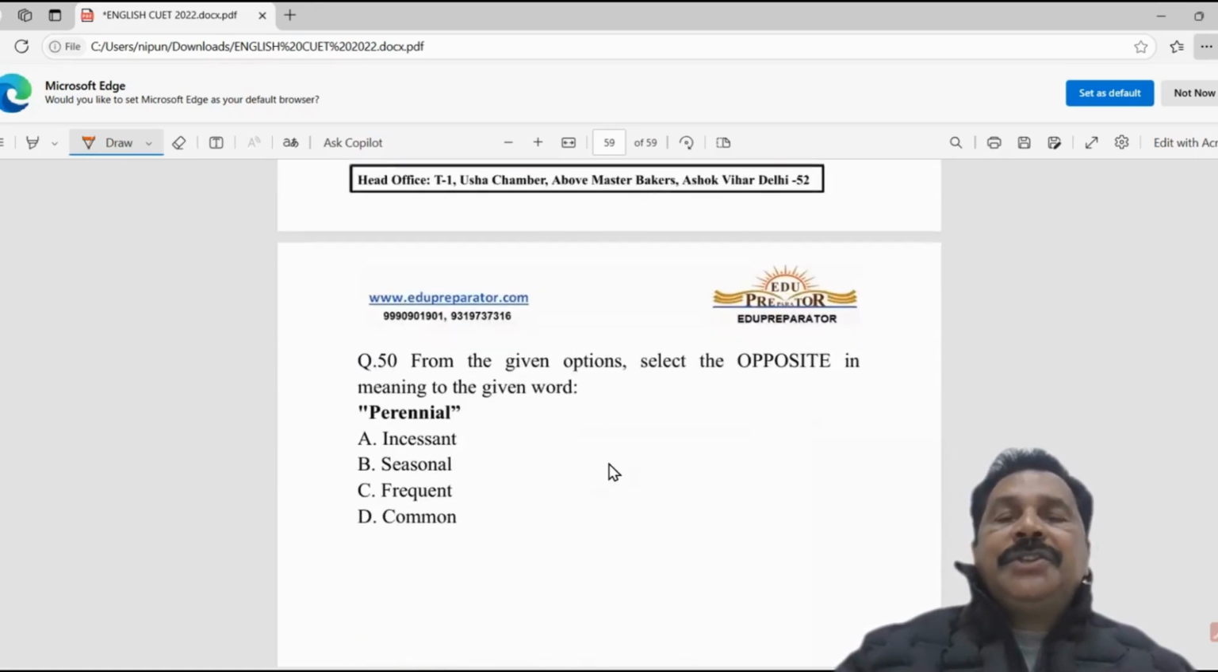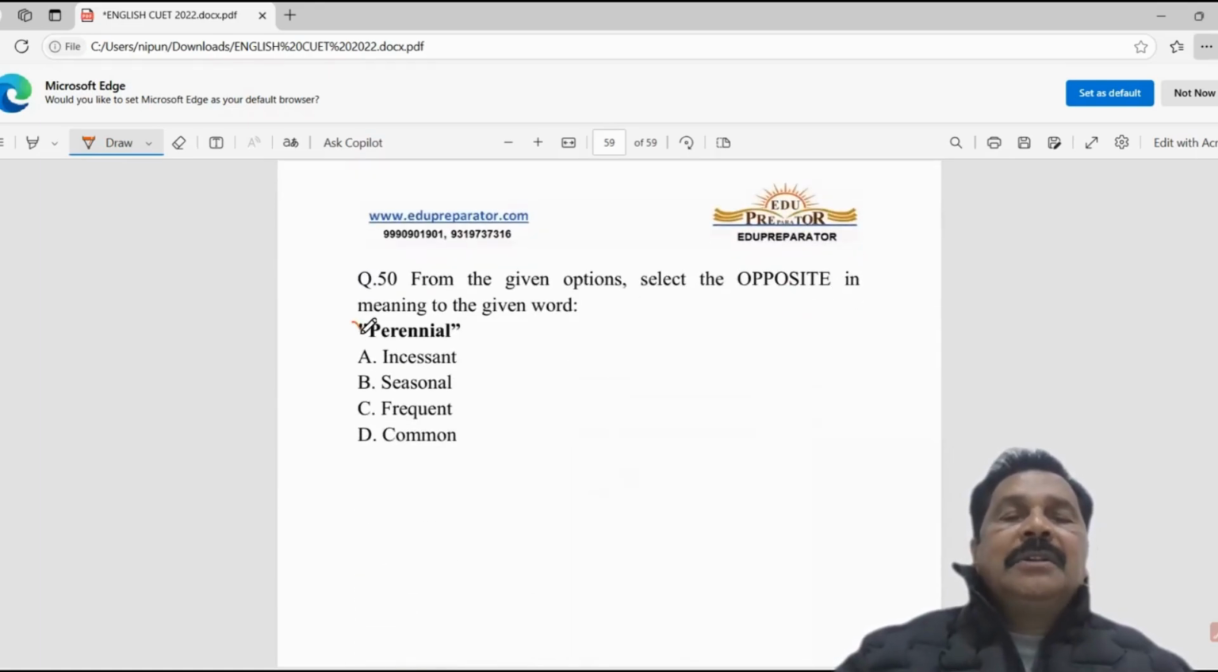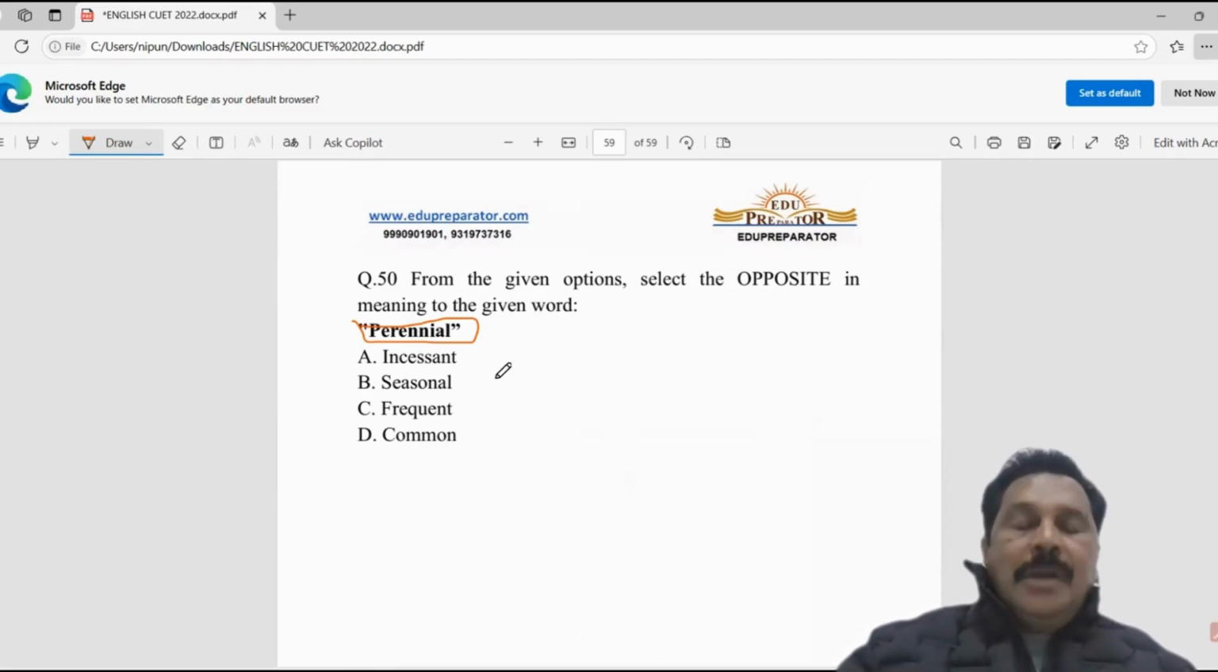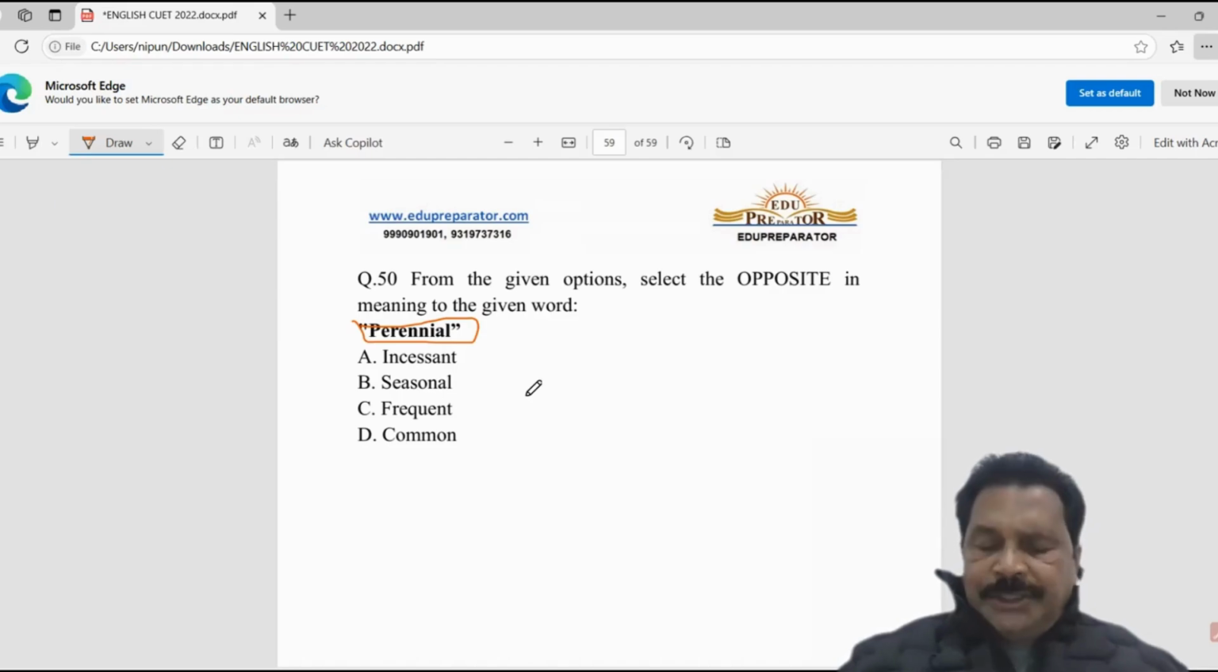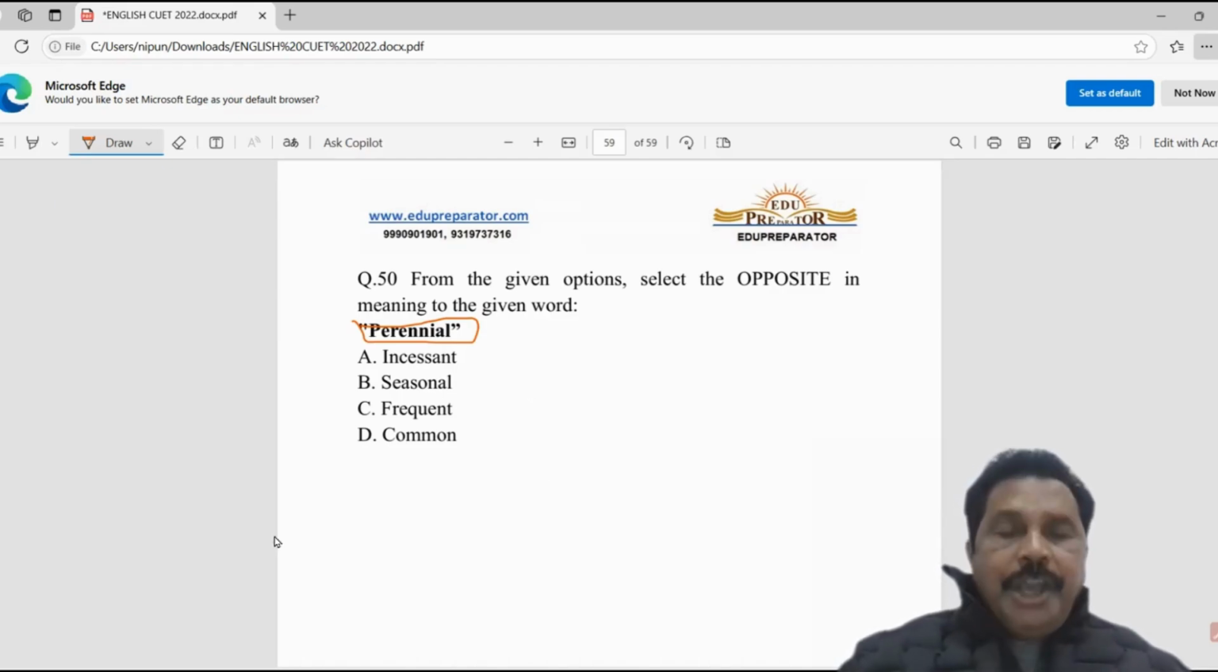Understood? Now the last question: opposite of perennial. Perennial means eternal, everlasting, immortal, incessant, or lasting a longer period of time, constant. Incessant means again the same as perennial, permanent. Frequent means fluctuating, now and then. It is also known as inclemency weather. And the last word is common. And the opposite of perennial, eternal, is frequent or fluctuating.